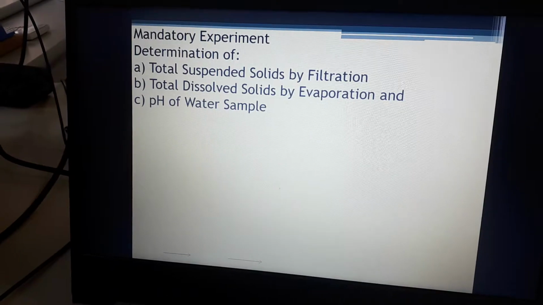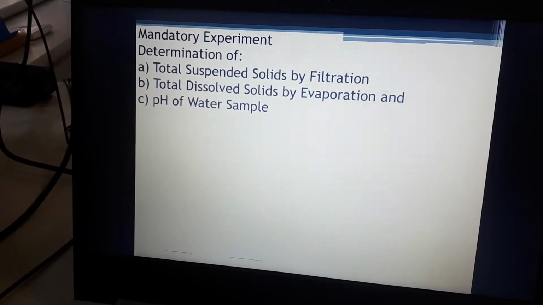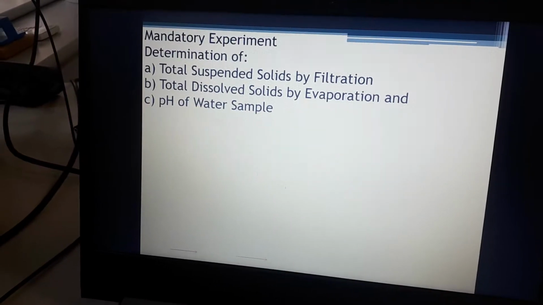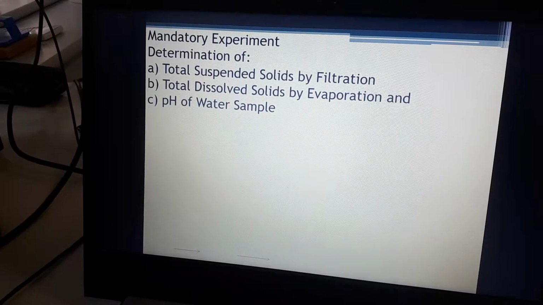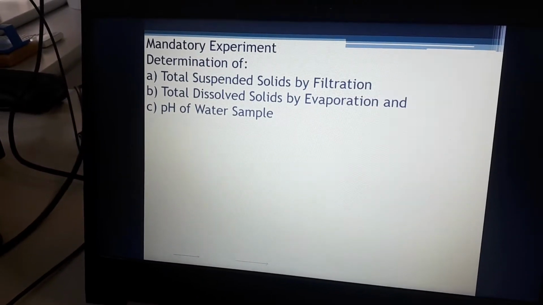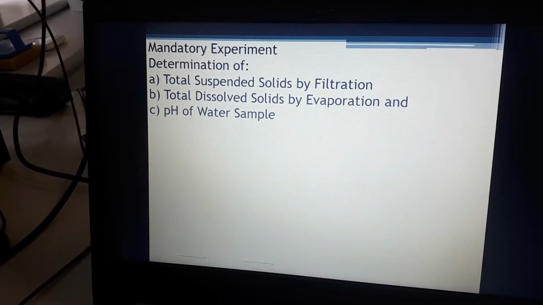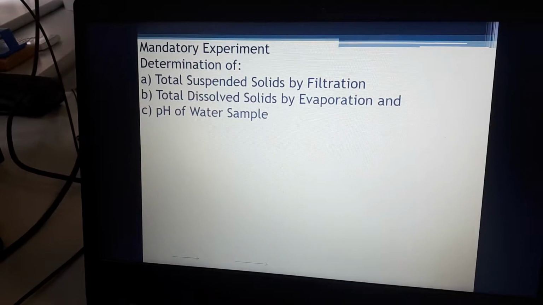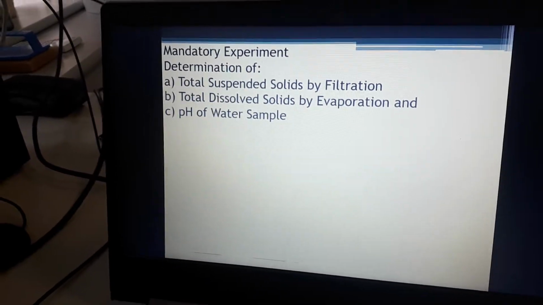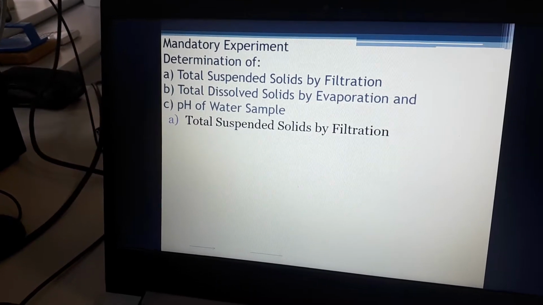So what you're asked here is to find out the amount of suspended solids, and suspended solids are small particles that are present in the water. Then we have to measure the total of dissolved solids, and dissolved solids are something that is dissolved in the water itself. So we have to evaporate out the water in order to be able to work out how much of that we have. And finally then our pH of the water sample. So we're going to look at A in more detail.